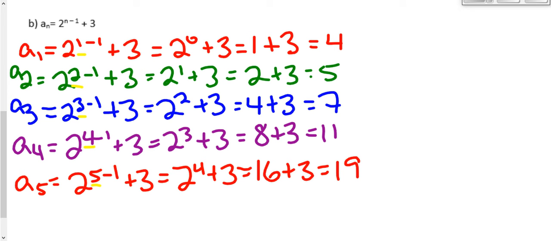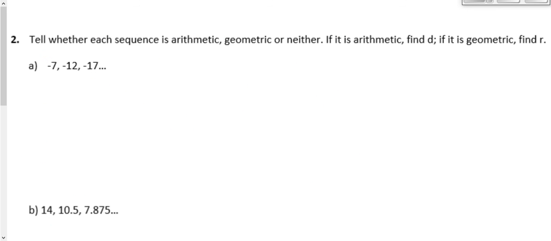All right. So let's go ahead and move on to question 2. Question 2 is going to be asking us whether our sequence is arithmetic, geometric, or neither. If it's arithmetic, we have to find the d value. If it's geometric, we have to find the r value. Let's go ahead and take a look at this first sequence. Negative 7, negative 12, negative 17.